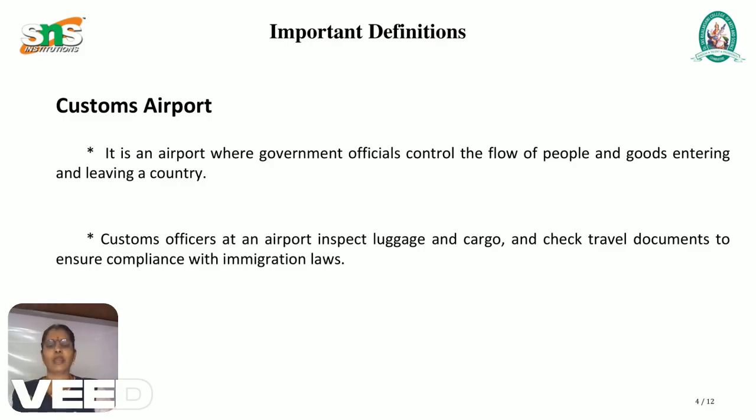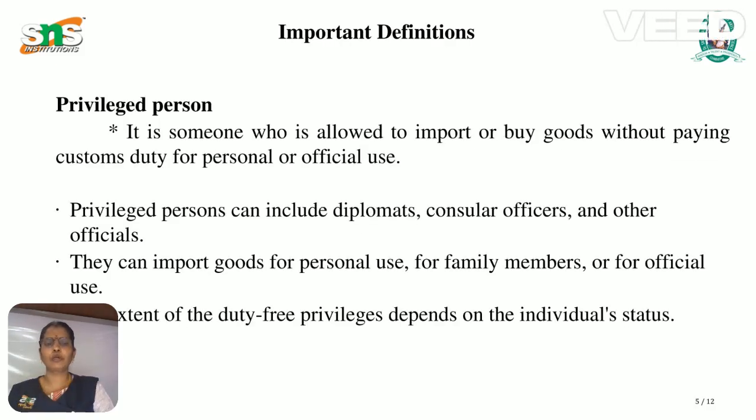It's a place where we check, control or regulate all the activities happening when entering and leaving a country itself. Next, we move to the next definition. We have to define the privileged person. A privileged person is someone who is allowed to import or buy goods without paying the customs duty for either personal or official usage.